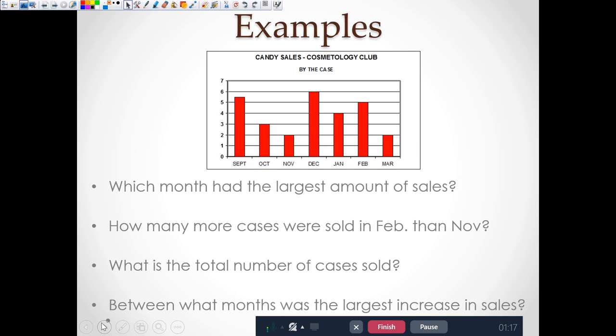Alright, so we have a bar graph here. And our first question, first off, let's look. We're looking at candy sales by cases. So a case can have multiple things in it, so it can be split apart. Just keeping that in mind. It says, which month had the largest amount of sales? It's fairly easy to see on a bar graph which month had the largest amount of sales. Here, December, right? Because it's the tallest.